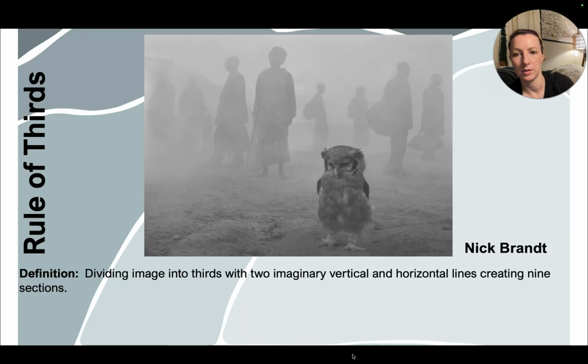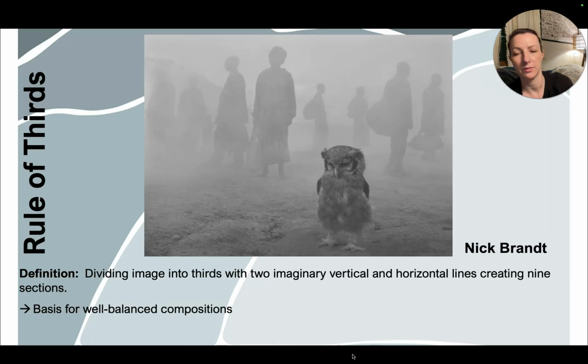So the rule of thirds is dividing an image into thirds with two imaginary vertical and horizontal lines, and it creates nine sections. It's actually based on Renaissance composition with Leonardo. It's a simplified version of what they did. And it makes your composition a little bit more engaging than putting everything smack dab in the center. You can't never center weight things, but as you're getting started trying to build better compositions, think about using the rule of thirds.